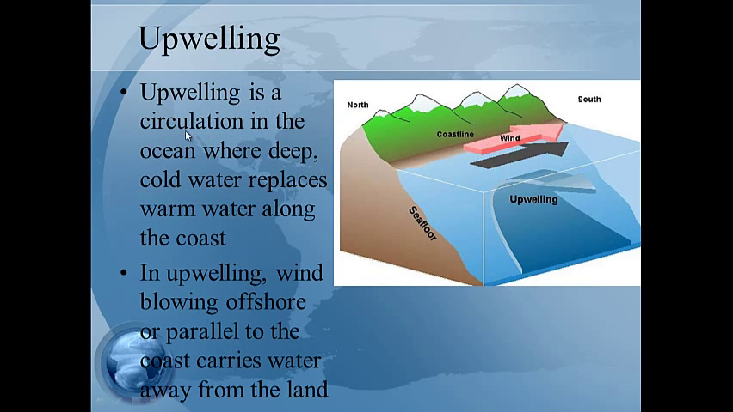Okay, upwelling is a circulation in the ocean where deep cold water replaces warm water along the coast. What happens is wind blowing offshore or parallel to the coast pushes the water away, allowing for the cold upwelling to move up, okay, bringing nutrients.